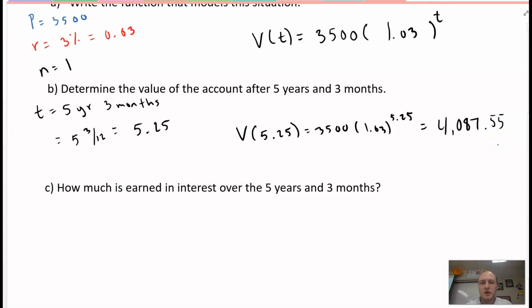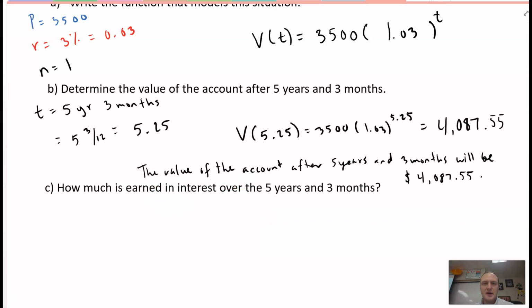Okay, so you want to go ahead and make sure you write a sentence. And boom, there you have it. So there is our sentence. That's the value of the account.